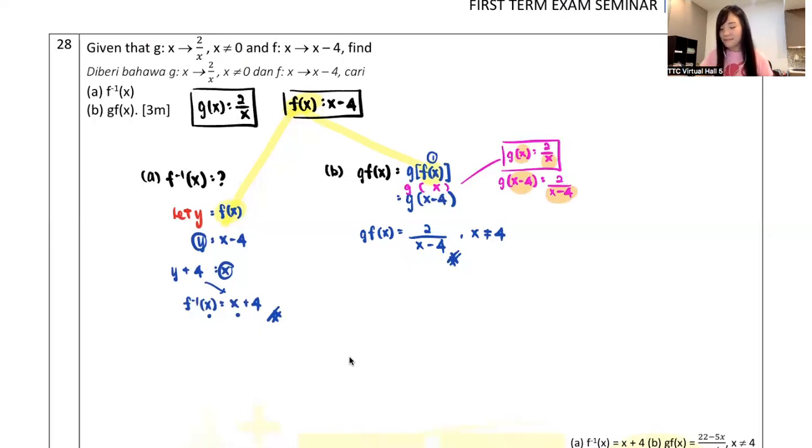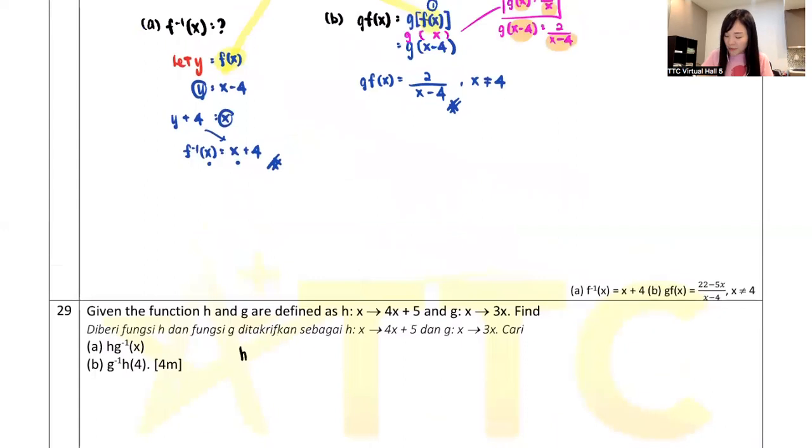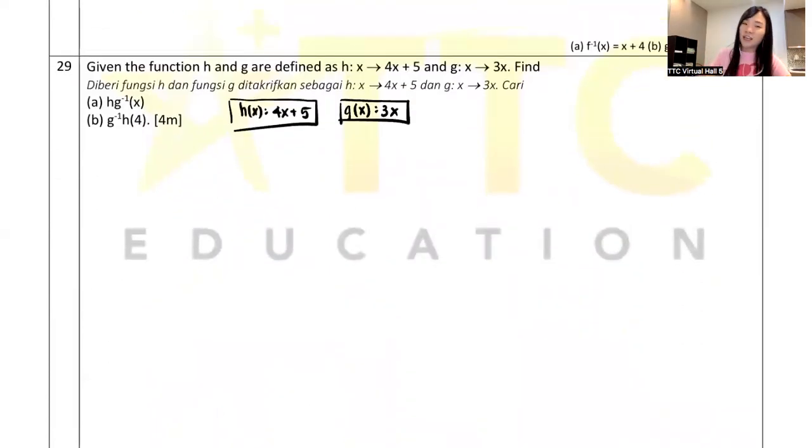Done again. Move on. 5, 4, 3, 2, 1. That's 29. They say, given that hx is 4x plus 5. Again, they say gx is 3x. So A, they say, find hg inverse. Now, this one cannot use the trick because this one does not even have the image side. So guys, to do this, you must have the h and the g inverse. I already have the h, I just don't have the g inverse. So don't have the g inverse, no need to panic.